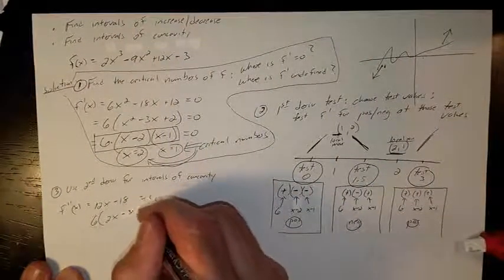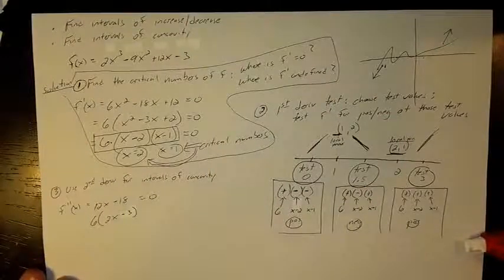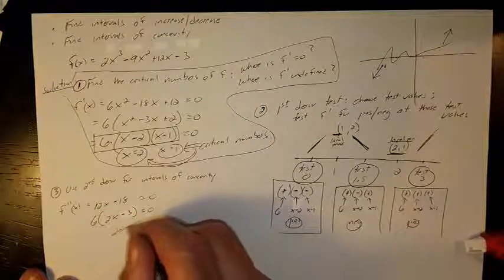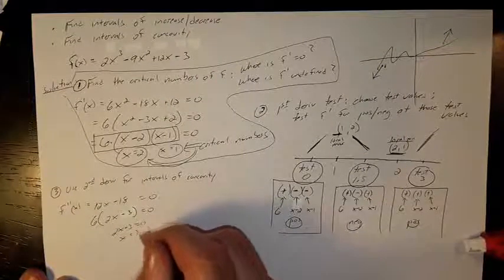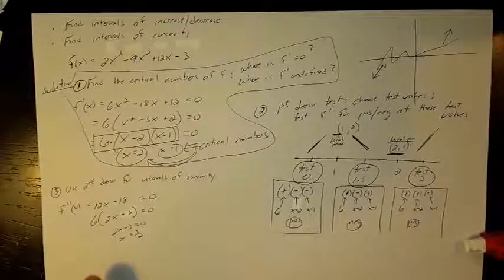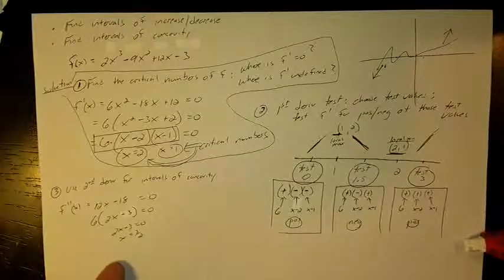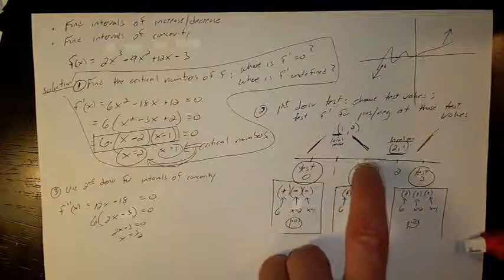Use eraser tape. Don't give me a bunch of scratch outs. It's not fair. 12x minus 18 is going to be 0 when 2x minus 3 equals 0. So we'll add 3 and divide by 2, and x equals 3 halves. This is our only candidate for an inflection point, 3 halves. And most likely it's going to be at 3 halves, right? That's 1.5. By the way, it's really just coincidence that I chose 1.5 up here as my test value.